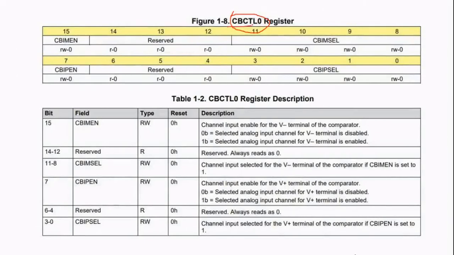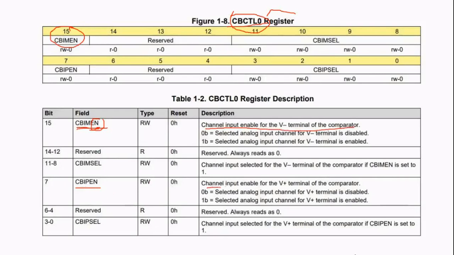So now you can see the CBCTL0 register, this register is of 16 bit. Bit number 15 is called CBIMEN. It means comparator input minus enable, that is, channel input enable. Here you can see CBIMEN is there and another is CBIPEN. EN for enable, M for minus, comparator input. It means channel input enable for the V minus terminal of the comparator.